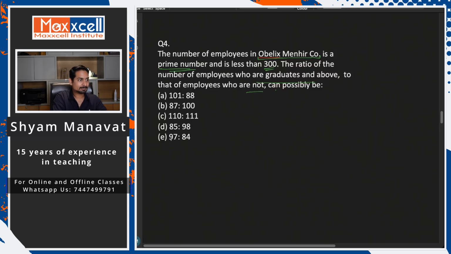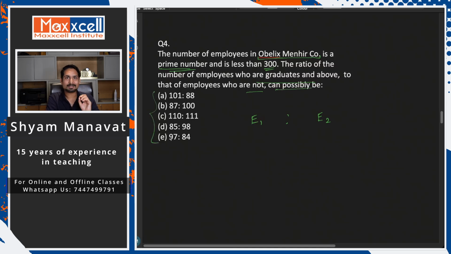So they are dividing the number of employees into two parts, category 1 and category 2. The one which are graduate and above qualification wise, and the other one who are not graduate. Fine. The ratio is possible to be. We need to check in the options.